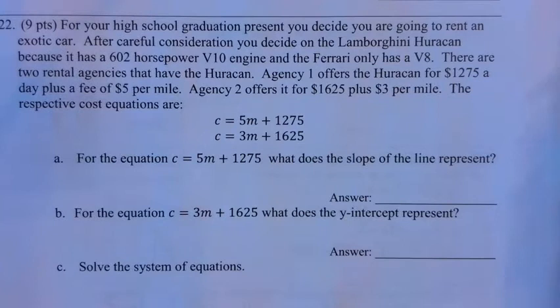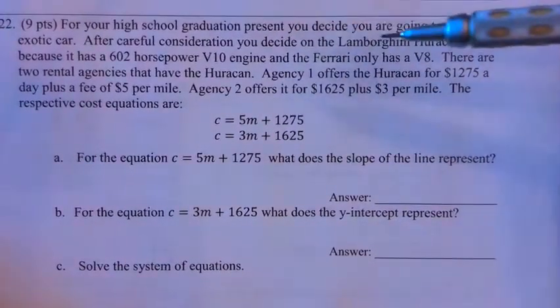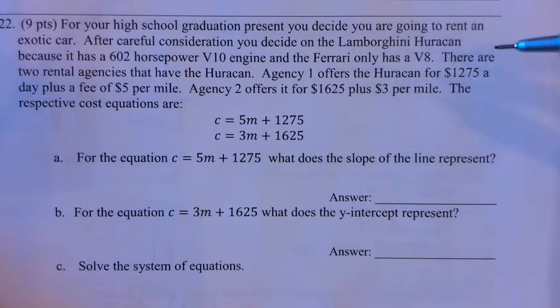For your high school graduation present, you decided you're going to go rent an exotic car. After great deliberation, you decided on a Lamborghini Huracan. Huracan or Hurricane? I don't know. Because it has a 602 horsepower V10 engine, and the Ferrari only has a V8. There are 2 rental agencies that have the Huracan.